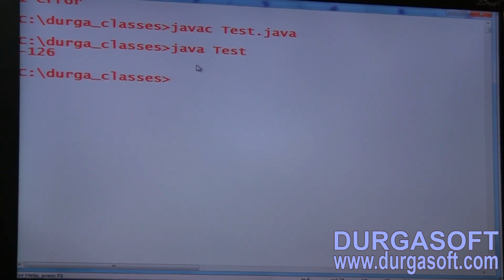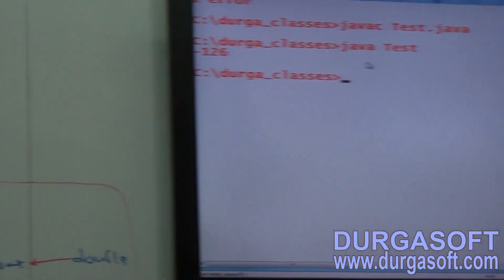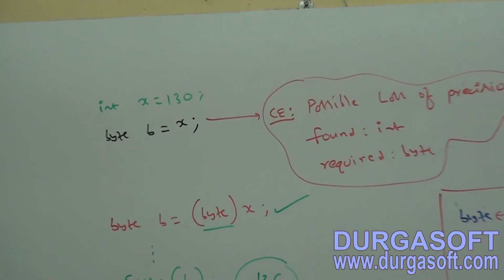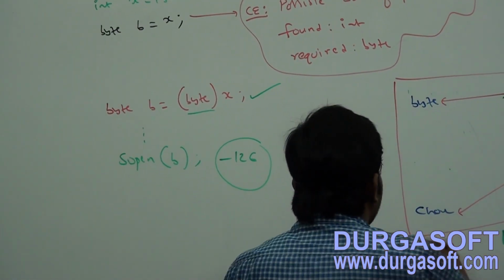Sir, where did minus 126 come from? It is not a random value; remember, it is derived exactly from the original value. Is it clear for all of you? Okay, take this example first: int x = 130.